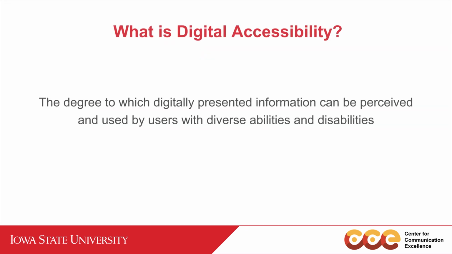To start with, digital accessibility is defined as the degree to which digitally presented information can be perceived and used by users with diverse abilities and disabilities. Academic research is mostly communicated in visual media, such as written documents formatted as PDF files. This can create barriers to access for users with visual impairments and information processing impairments.